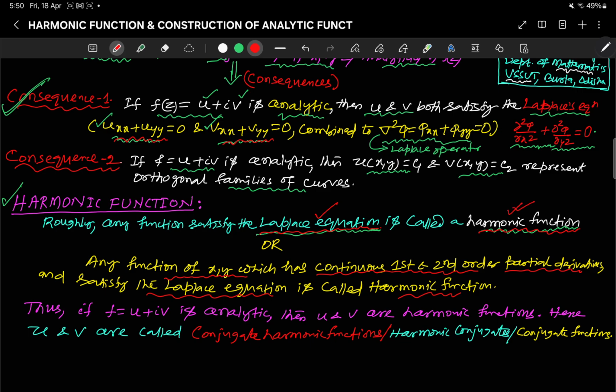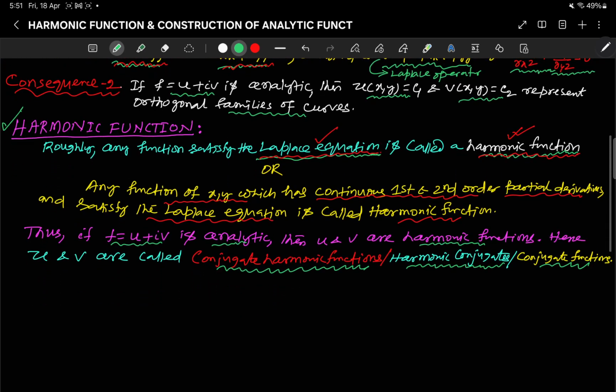So in view of the above discussion, we find that if f(z) is analytic, then u and v are harmonic. u and v satisfy the Cauchy-Riemann equations, from which we can derive the Laplace equation in view of consequence 1. Shortly I will derive it. Hence u and v are called the conjugate harmonic functions, or simply the harmonic conjugates or the conjugate functions.